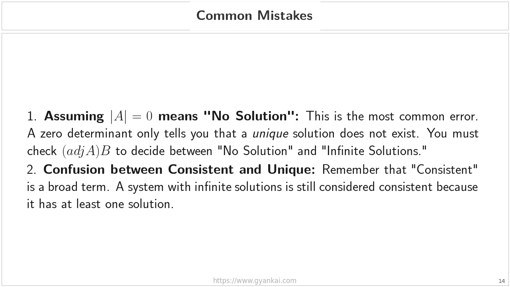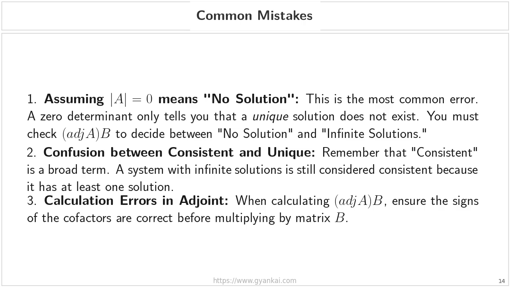It is easy to get these mixed up, but remember, consistent is a broad category. As we saw in our definitions, a system is consistent as long as there is at least one solution. So, even if a system has infinitely many solutions, it is still technically a consistent system.